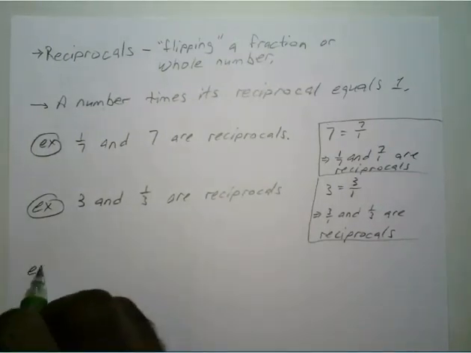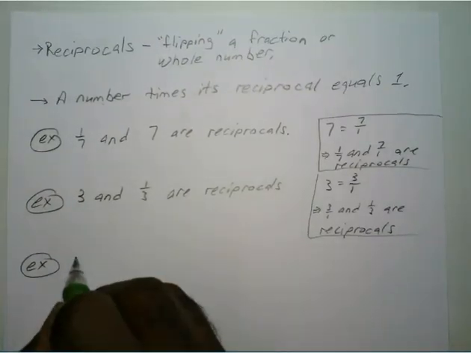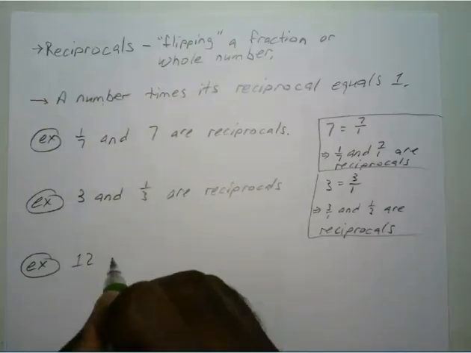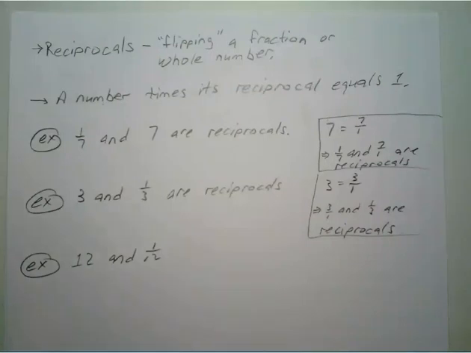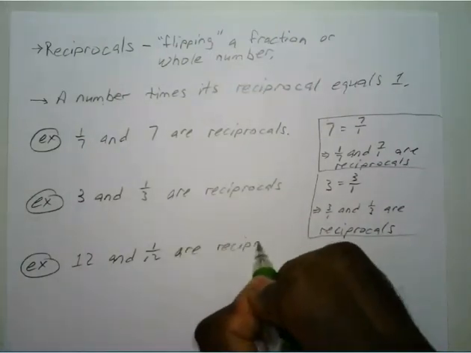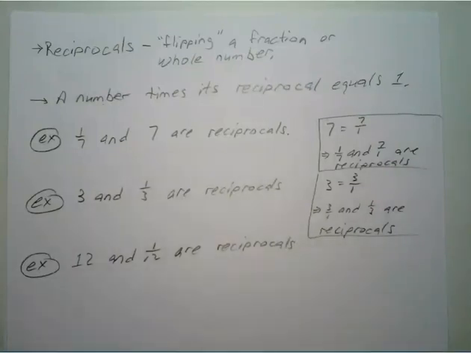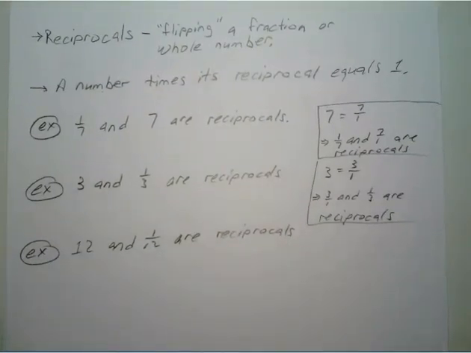Okay, so what if we have 12 and 1 over 12? Same thing. They are reciprocals. And again, 12 is just 12 over 1. So 12 over 1, you flip that, you get 1 over 12. Okay. So how else do we know they're reciprocals?